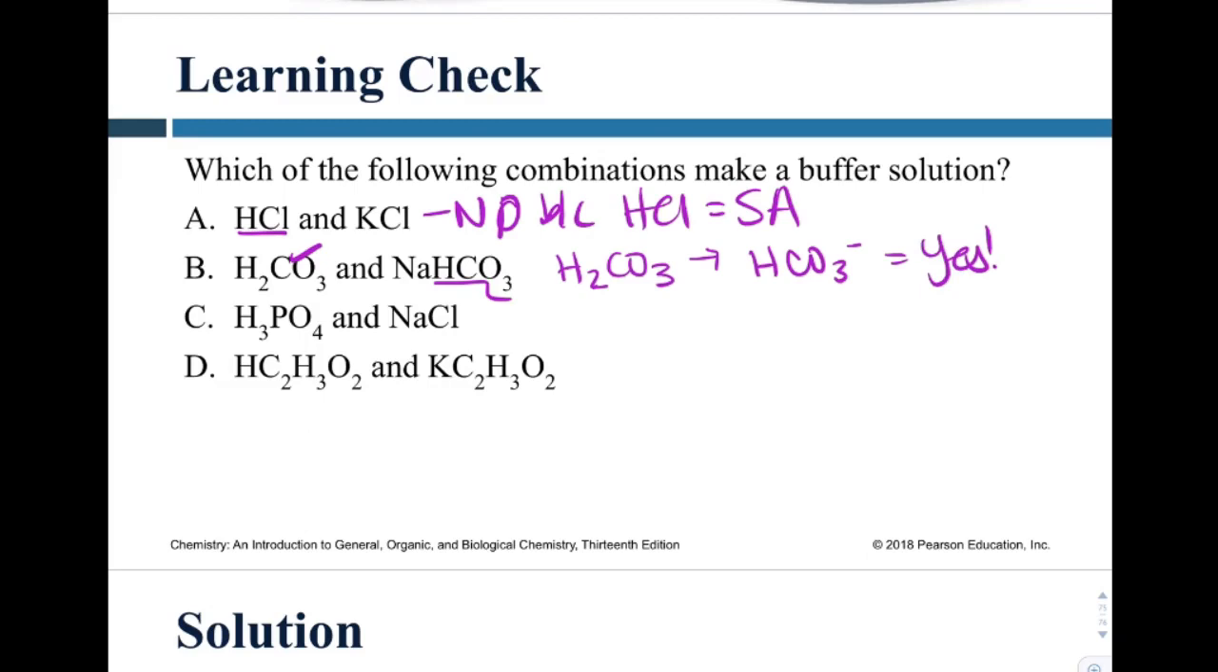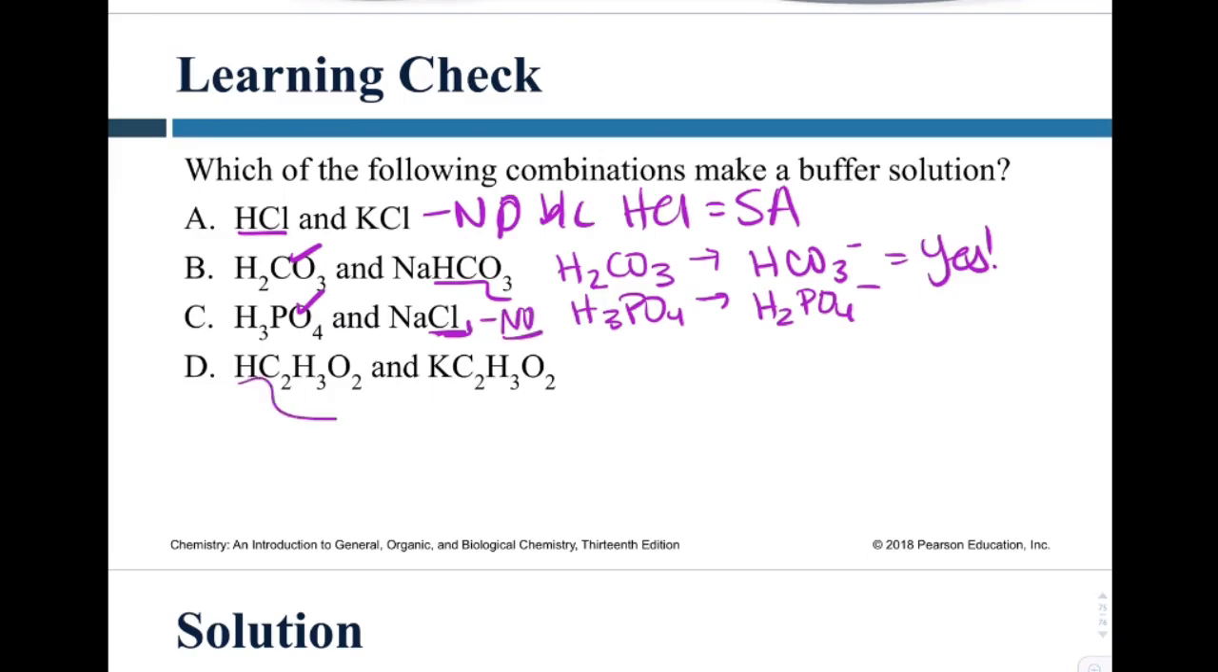Now let's look at C. Phosphoric acid. Is that a weak acid? Yeah, that's a weak acid. But is this the conjugate base of phosphoric acid? So looking at phosphoric acid, if you get rid of an H+, you get H2PO4-, dihydrogen phosphate. So Cl- is not the conjugate base for phosphoric acid, so this is no.